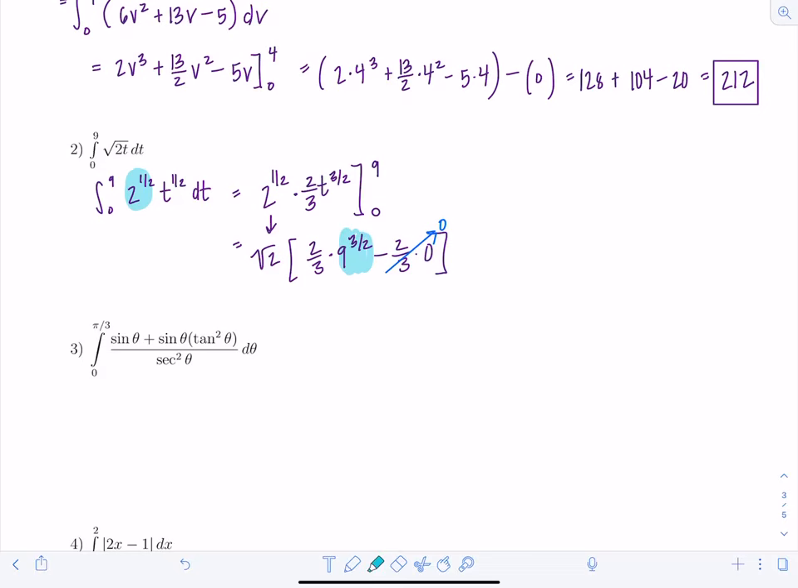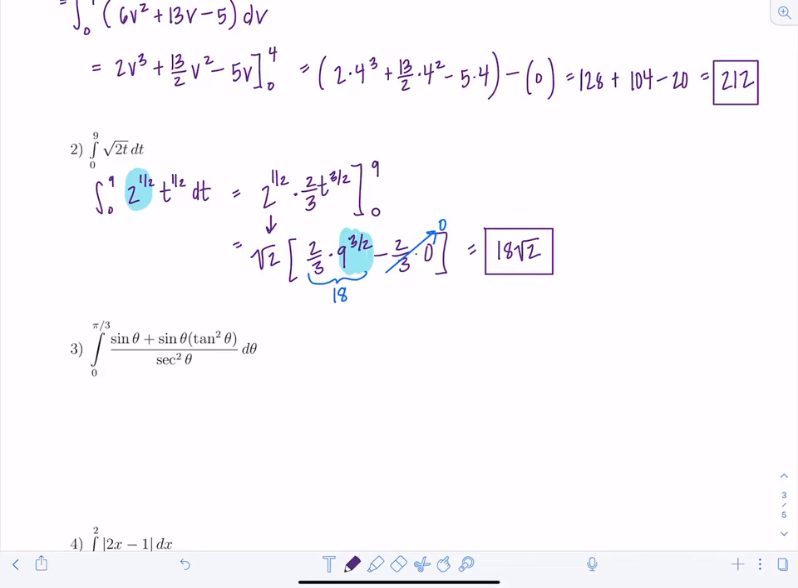So 3 to the 3rd power, that's 27. And then multiply 27 by 2/3, so I'm going to divide it by 3, it's 9. And then multiply by 2, now it's 18. So this is 18. Okay, so you don't need your calculator for anything. You got this. So this is 18 rad 2. Okay, that was a fun one.